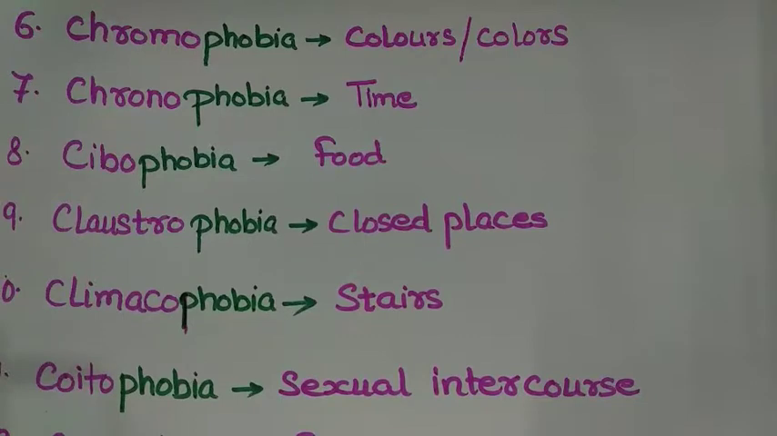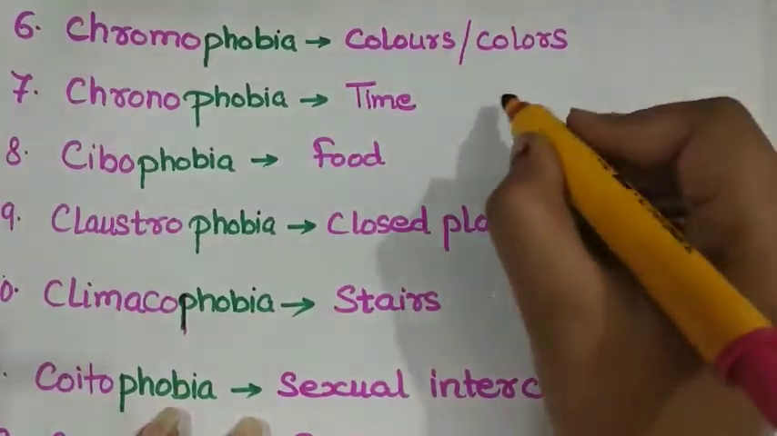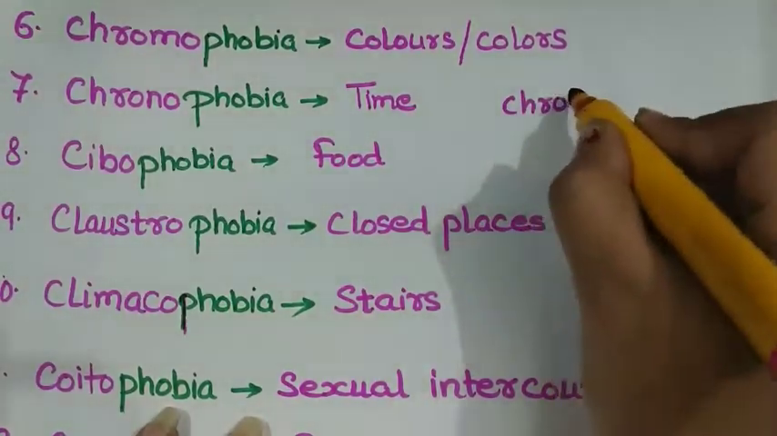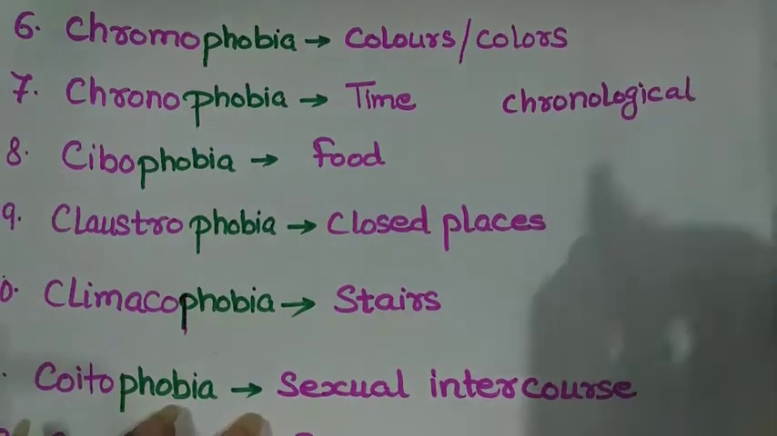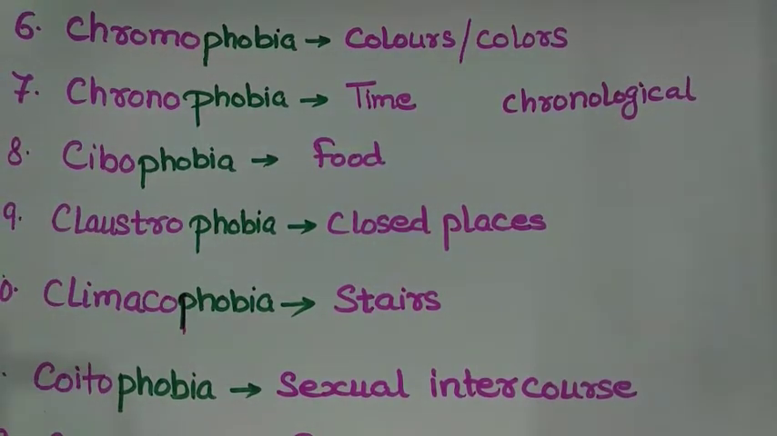Next is chronophobia. Chrono word means time. You must have heard about the chronological cycle, right? That is the cycle of time. So chrono means time, and chronophobia is phobia of time. That is fear of time going, or I can say fear of passing time, and if you are afraid of that, that is chronophobia.